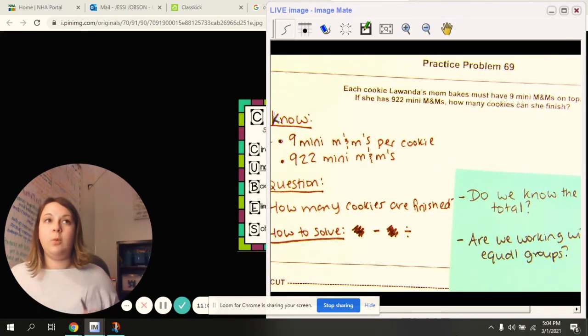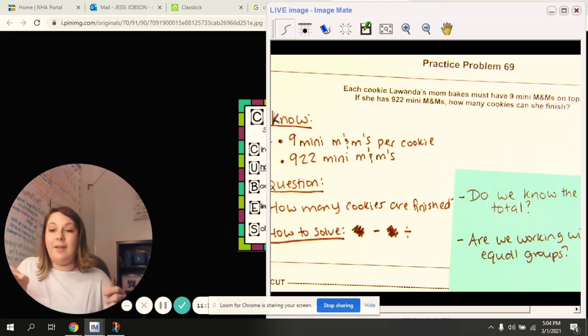Are we working with equal groups? And so we're going to take this part right here with equal groups, and we're going to go back, and this is where we reread the problem, but we really focus in on trying to see it like a movie. So in this problem, we've got each cookie Luanda's mom bakes must have 9 mini M&Ms on top. So we're going to go back, and we're going to picture somebody in the kitchen baking cookies.